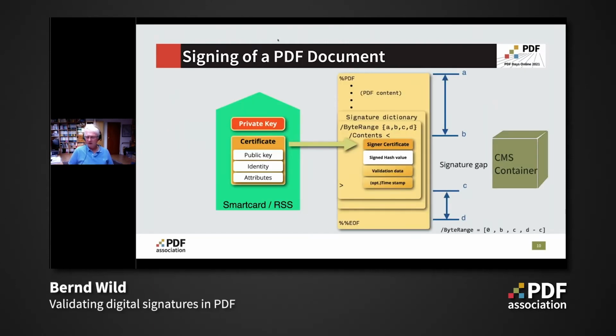Okay, what happens? I think you know this slide also from last year. Signing of a PDF document means that you assign a hash value over a byte range of the PDF, and you embed the information about the certificate. That means the public key, the identity, and the attributes within the PDF. And you can also embed validation data or even references to validation data. And optionally, you can embed a timestamp. That's the basic thing you are doing. You are not embedding the private key. The private key normally resides on a secure device like a smart card or at the remote signing service.